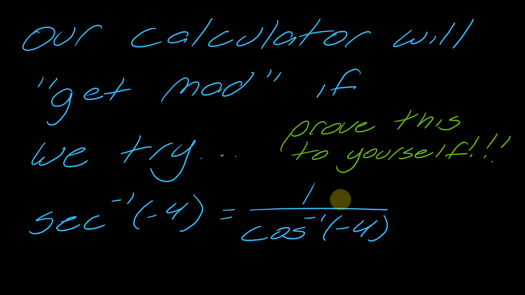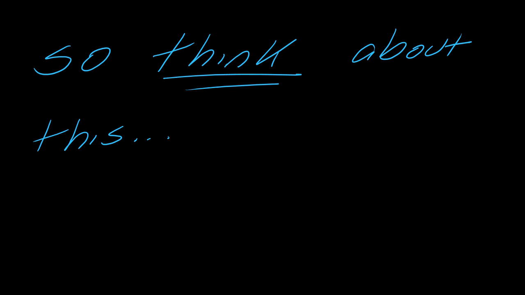And by the way, I want you to prove this to yourself. So try to enter this into your calculator: 1 divided by inverse cosine of -4. You should get a domain error. And make sure, by the way, that your calculator is in radians. So your calculator is going to get mad at you for this. Okay, so let's think about this. I want you to understand why this is different.